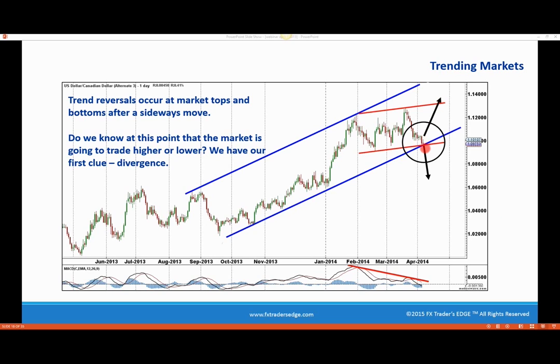But if we break down through this channel line, if you do go long here, you have to leave your stop below here, and you have to expect that we will have more of a correction moving down. So our first clue, we do have divergence here. So it does look like the market is running out of steam. Let's see what happens.